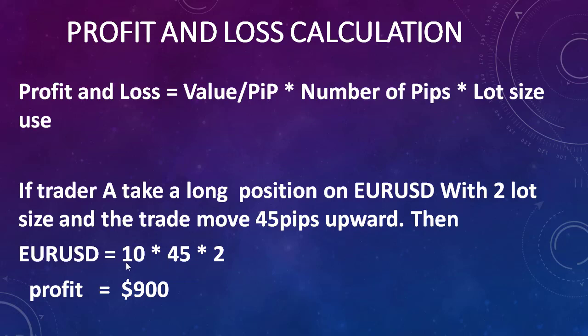So if you do this calculation, $10 for the value per pip multiplied by 45 pips that the trade moved, multiplied by your lot size, will give you $900. The same thing happens when you want to calculate your loss. You take the number of pips from the point you enter to your stop loss, put that here times 2 and times 10. It will give you your answer in dollars. That's how you know your loss.